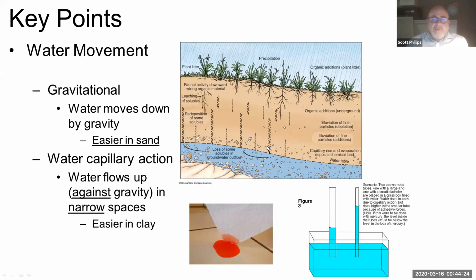So water can move in two ways. Primarily, it moves by gravity, which is easier in sand because sand allows the water to flow through more easily, down to the aquifer, down into the zone of saturation in our aquifer.